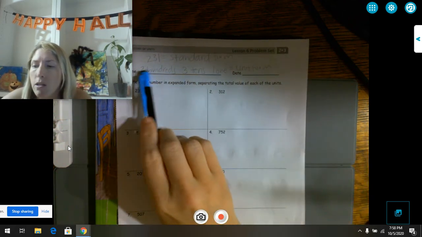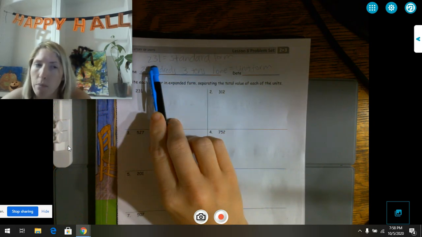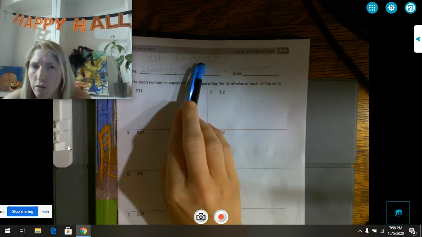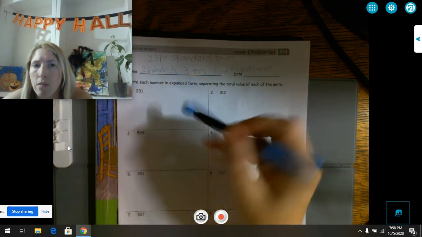Okay. Something else to be aware of is the word standard form. So standard form is just writing the regular number like we would normally write it, 231. So that's called standard form. This is called unit form. Today we are going to be learning something called expanded form.